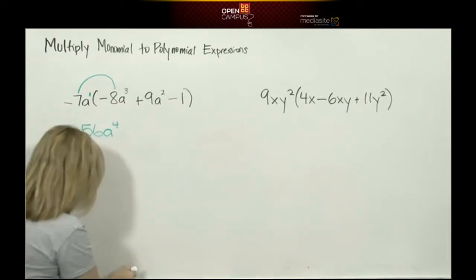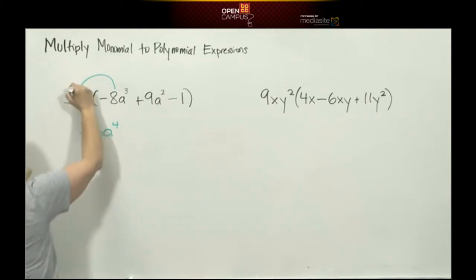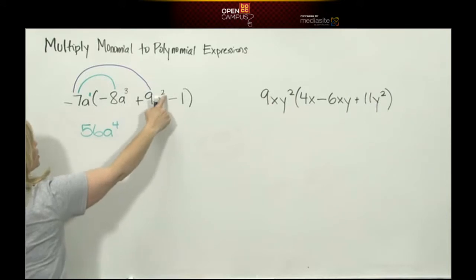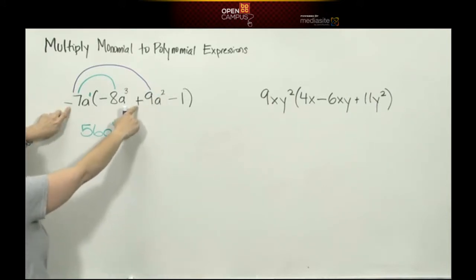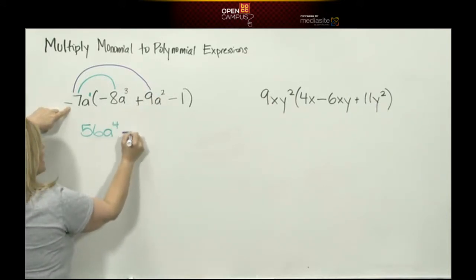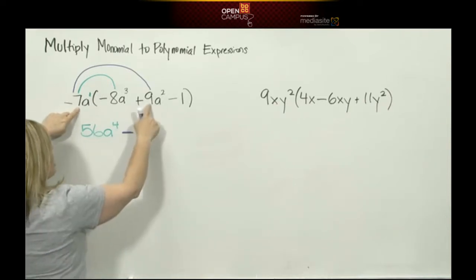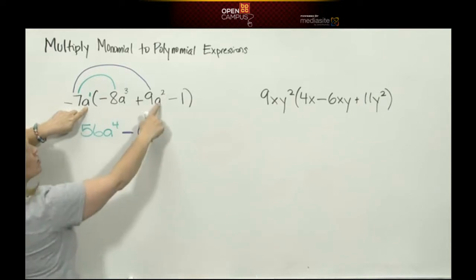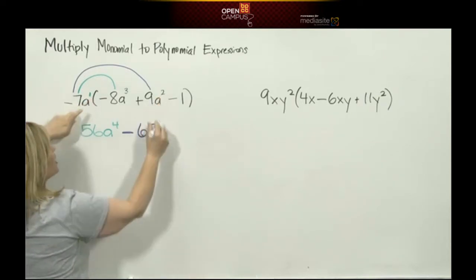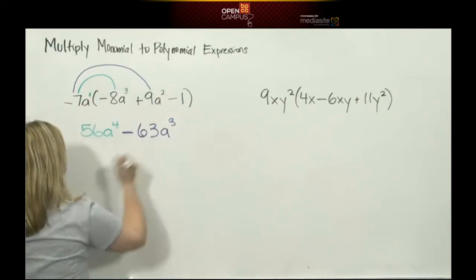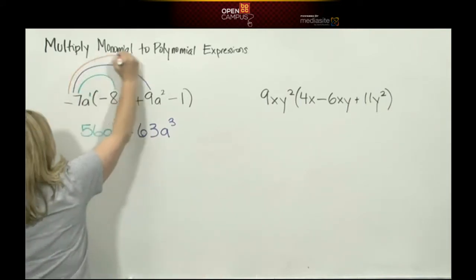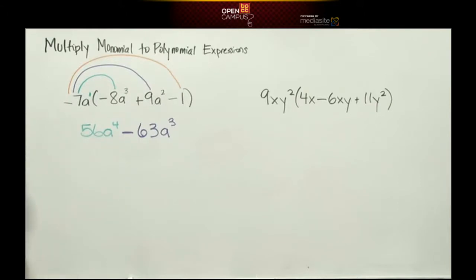Now we'll go again. Next rainbow. Negative 7a to the 1st times positive 9a squared. A negative times a positive is a negative. 7 times 9 is 63. A to the 1st times a squared, we would add the exponents, we would get a cubed. Okay, but we're not done. We got to make another rainbow. We have another term to distribute.